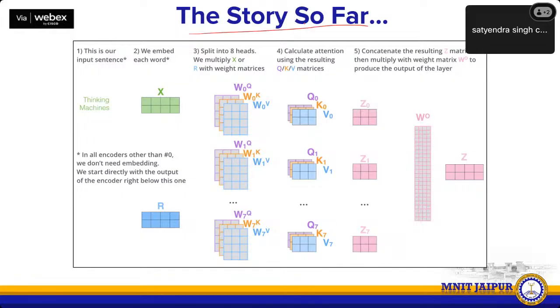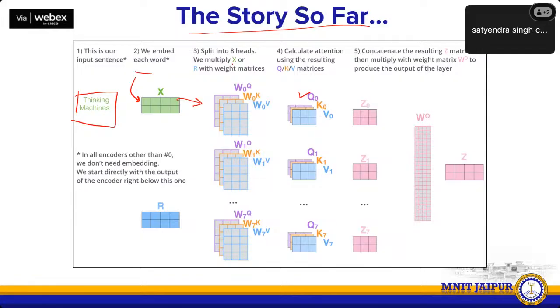So the story so far, this was our sentence, thinking machines. We embed each word, we calculate the embedding, right? And once we calculate the embedding, we add the positional embedding, which is not shown here, and then we have a number of multiple heads, where we calculate the query, key and value weight matrices.